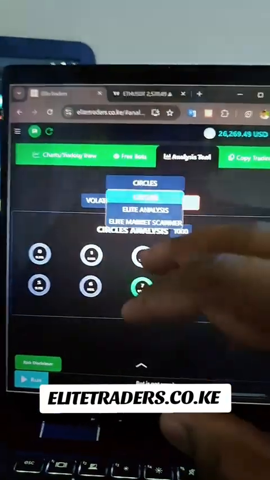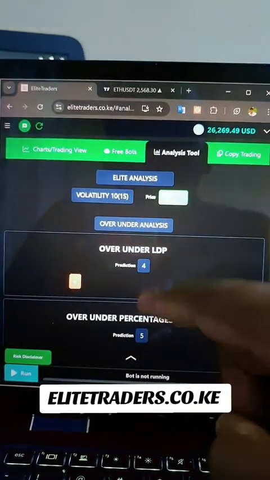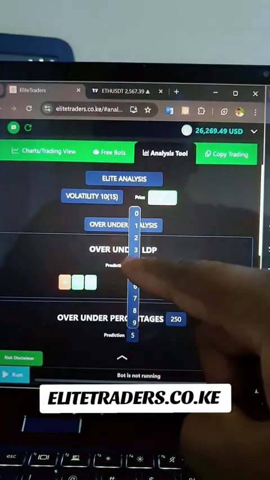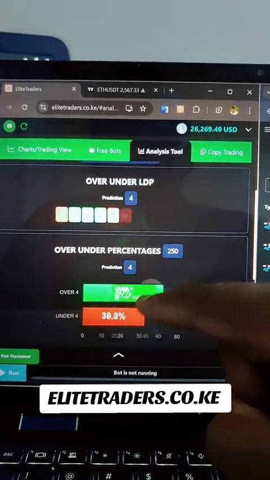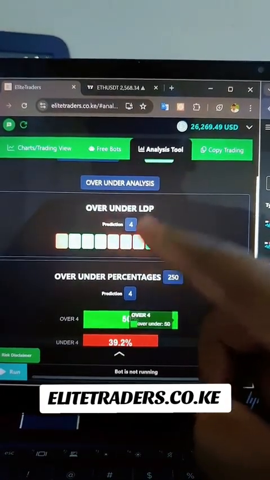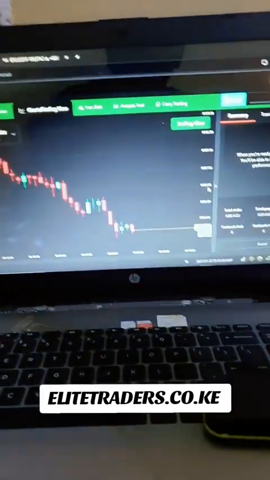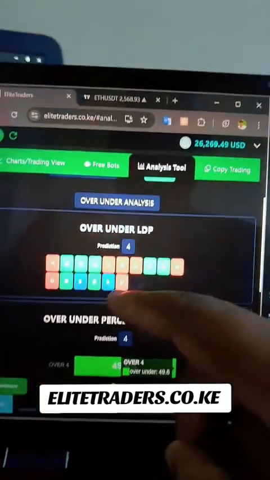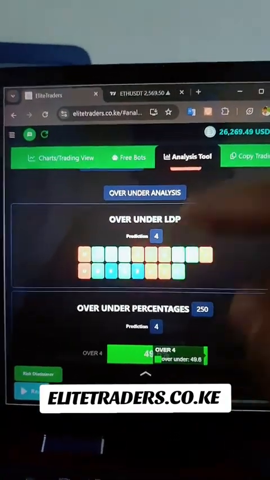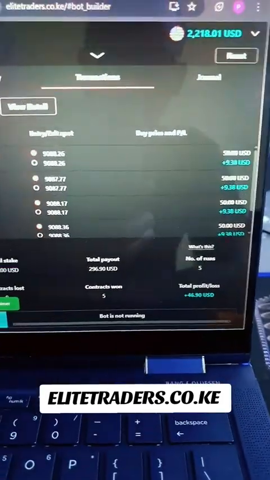Let me get back to the drawing board, get to the Airite analysis. Here we set 4, here we set 4. Then let's see the percentage, it's around 50. It's okay. Let's see the LDP analyzer. You can see the under digits have started dominating, and if you check on the other side, the market is currently on a fall. So what does that mean? We need to look for a different volatility, but we have managed to take about 5 trades, all wins.